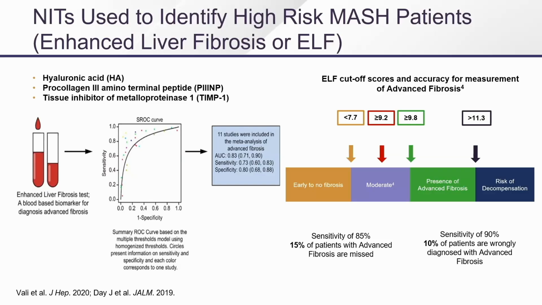7.7 was the cutoff that was used as a lower threshold. I think that is too low. Almost everyone will have a value outside of this. So there are recommendations to change that threshold, and probably in Europe it's 9.8, and in the United States there is some effort to look at 9.2 to identify patients who have stage 2 fibrosis or F2.